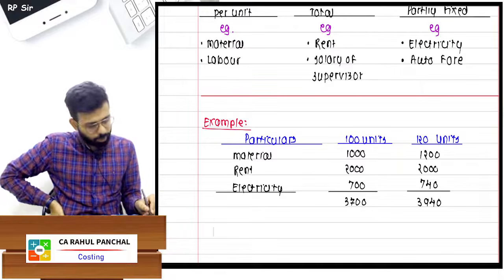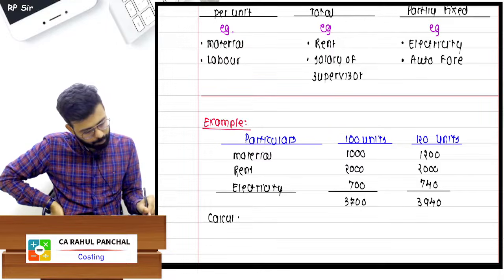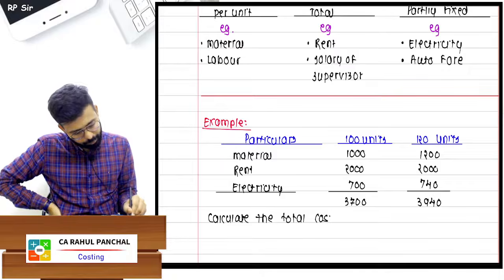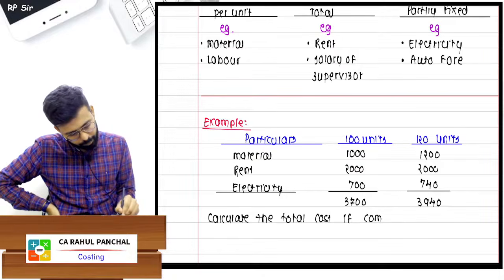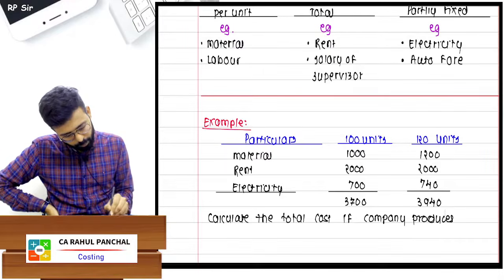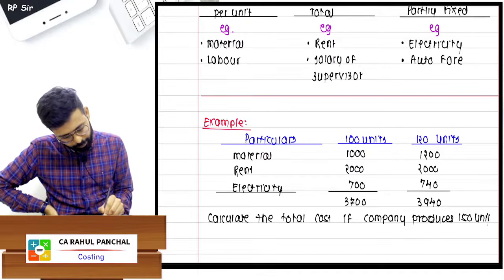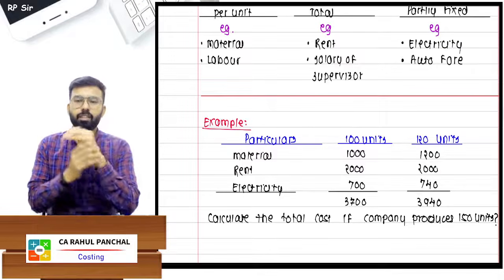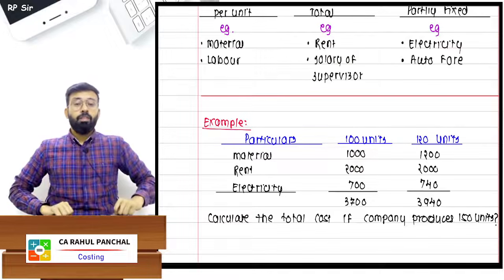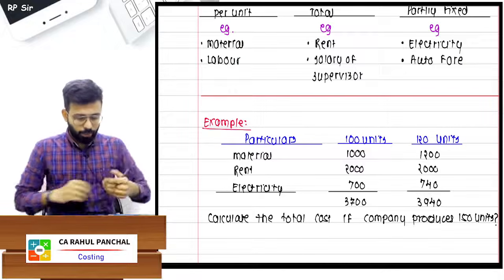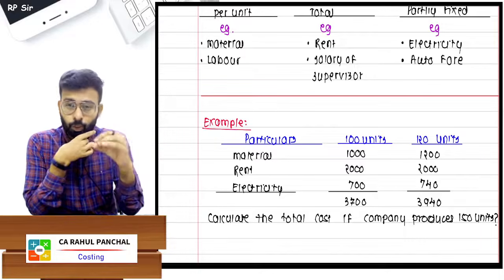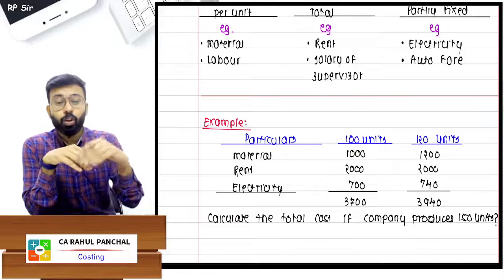Calculate the total cost if the company produces 150 units. Please answer this. Now I would like to calculate the cost for this. If my production is 150, what will be my total cost? I know what my cost is if I produce 100 units, and if I produce 120 units, that I know. I would like to calculate the cost for 150 units.